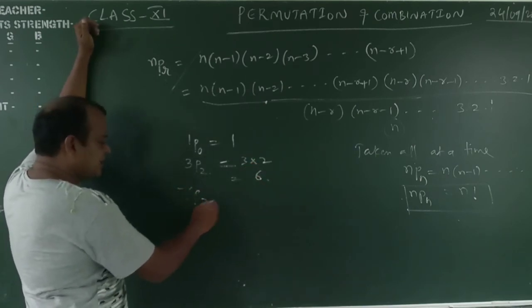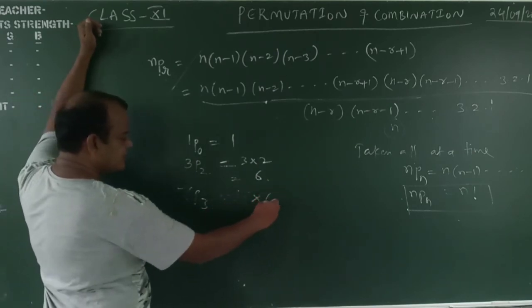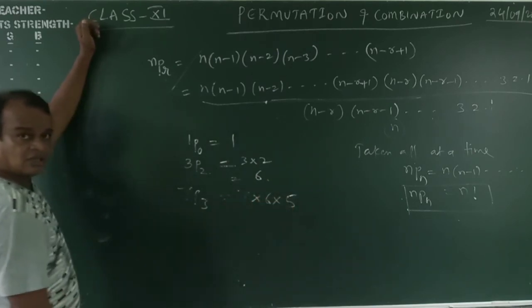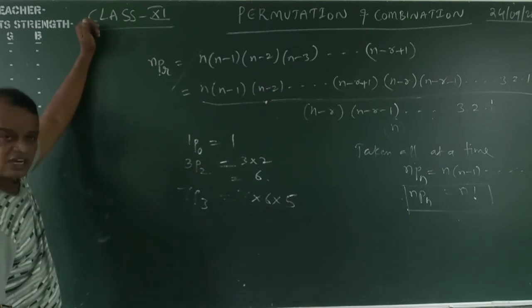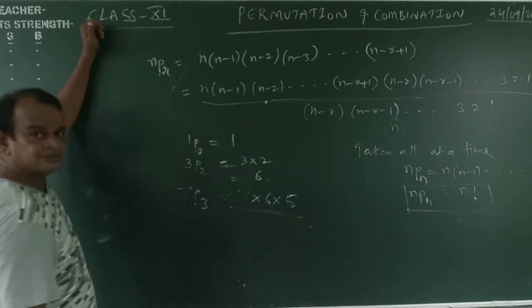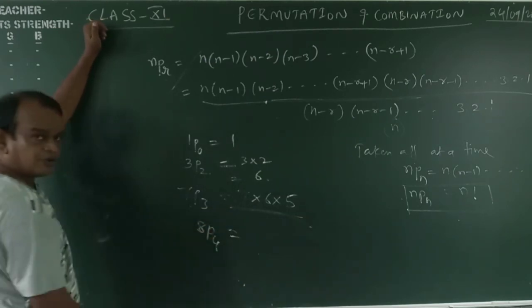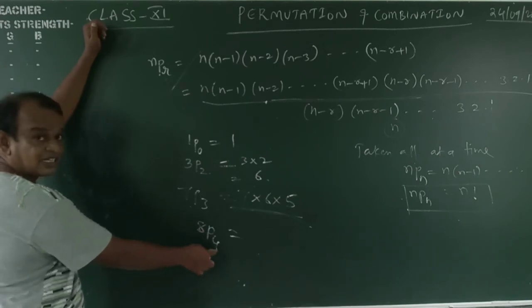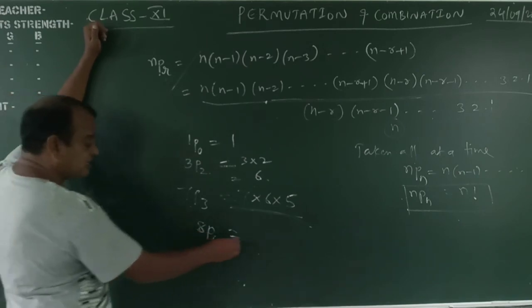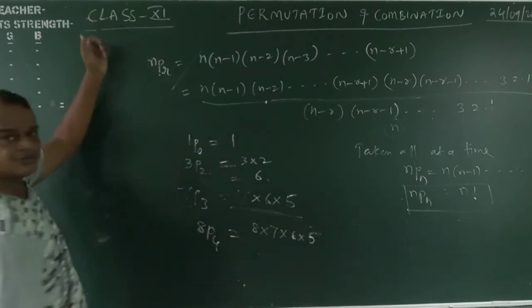Suppose 7P3, how many factors? 3 factors starting with 7: 7 into 6 into 5 only. Okay, my dear students, 7P3 means the continued product of 3 factors. Suppose 8P4, what is the meaning of 8P4? The product of 4 factors, starting with 8: 8 into 7 into 6 into 5. This way we will find the values.